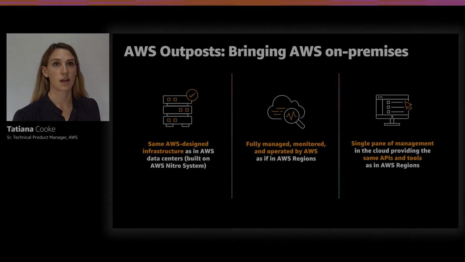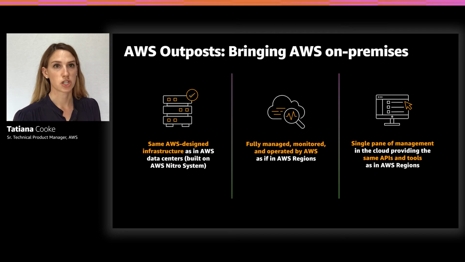This includes things like automatic updates and patching and repair notifications sent through the same systems that you use for the cloud. Customers have a single pane of glass management with the same AWS CLI, management console access and integration, which allows them to automate, govern, and use security tools that they would use in the region.